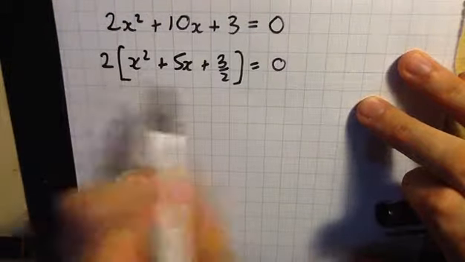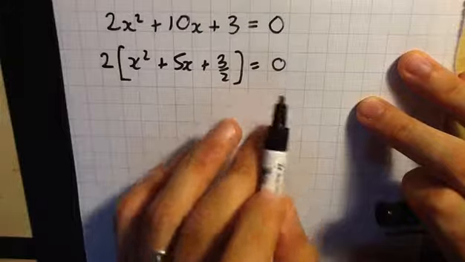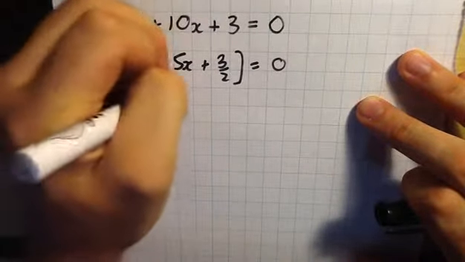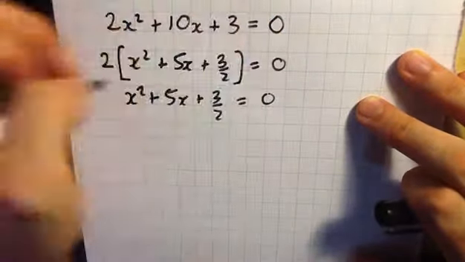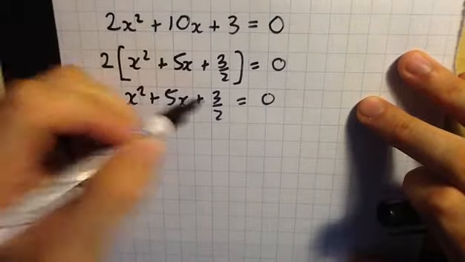Now, if I was to divide both sides by 2, it'd get rid of the 2 here, and 0 divided by 2 is still 0, so I can actually write this: x squared plus 5x plus 3 on 2 is equal to 0. I just divided both sides by 2. Now, I can complete the square.